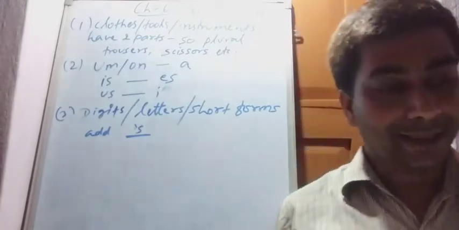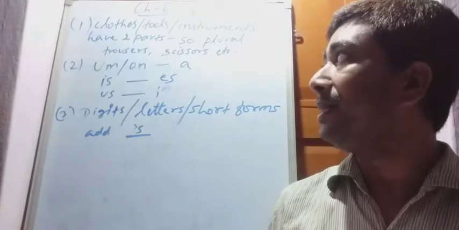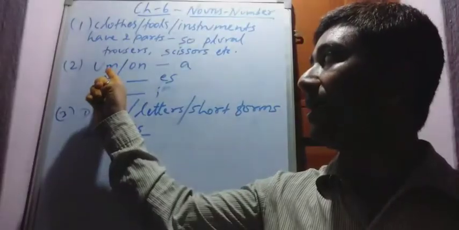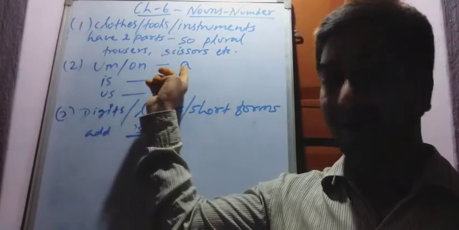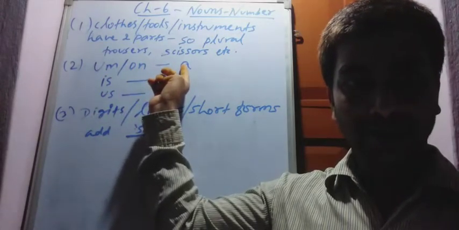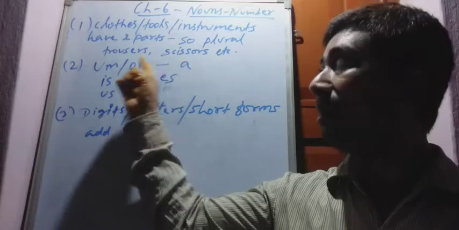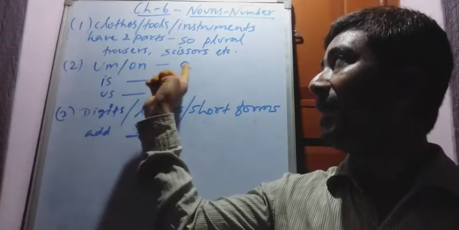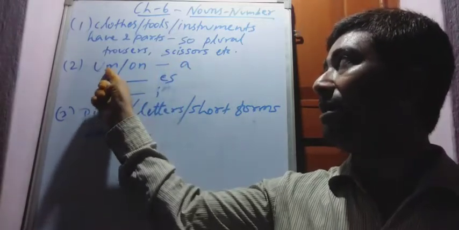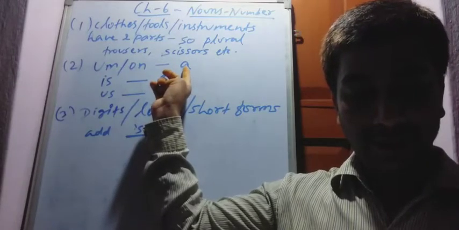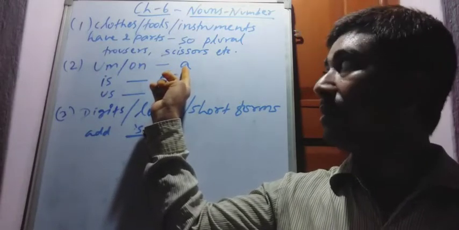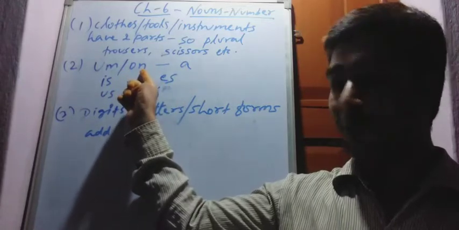But the trick is simple. The trick is that if the singular ends in on, in plural it becomes a. Example, medium, media. Singular medium, plural media. Singular phenomenon, plural phenomena.